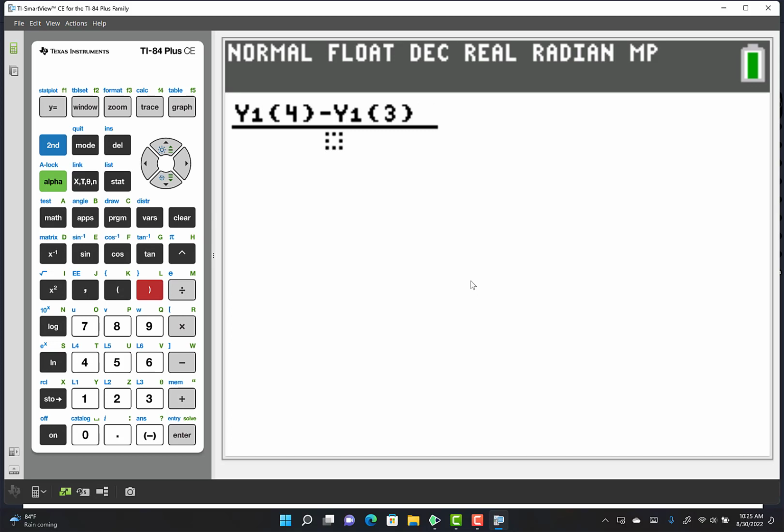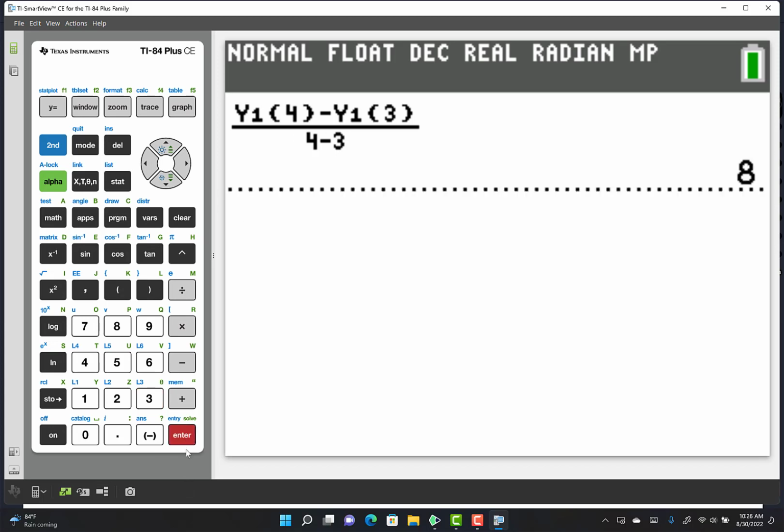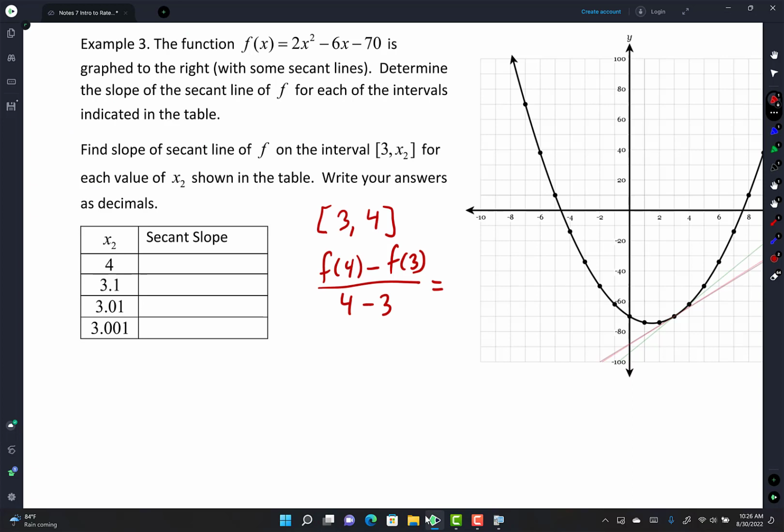All right, guys, here we go. In case you're wondering, what is the calculator doing? All you're asking the calculator to do is calculate your y value when x is 4 and the function's in y1, then calculate the y value when x is 3, and divide by 4 minus 3, which is just 1. Push enter. You see that number, 8? Write it in: secant slope 8.